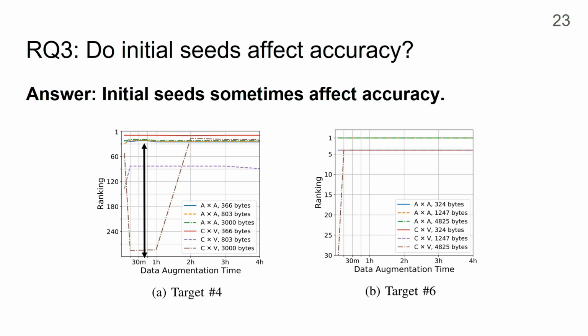The third question is about the initial seeds. As you can see in the left figure, for some specific targets and some specific techniques, the initial clustering input could affect the accuracy significantly. So we have to say that evaluators, the authors, should make the initial seeds publicly available for reproducible experiments.